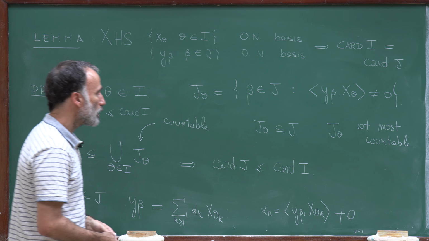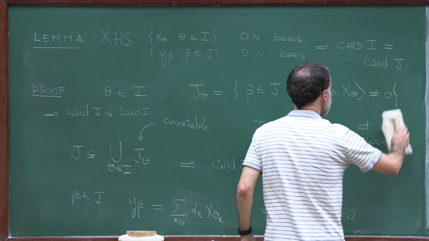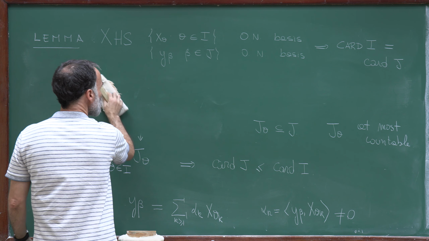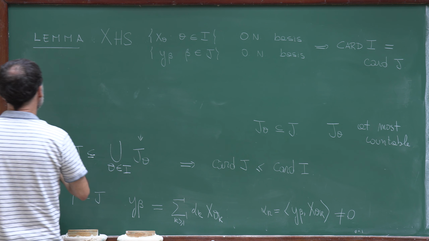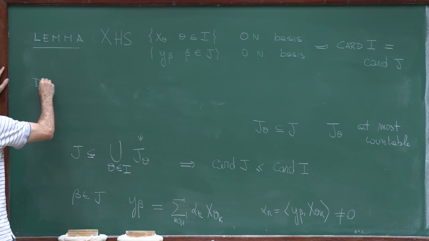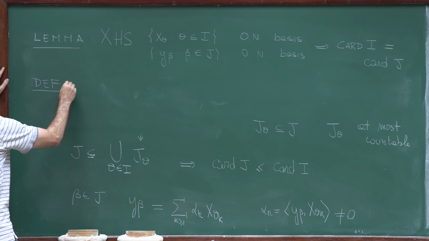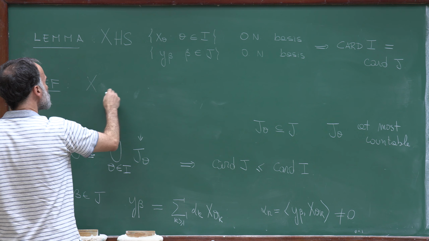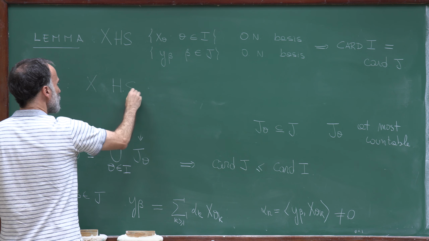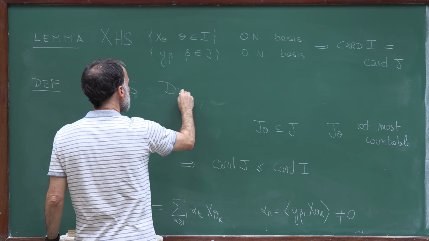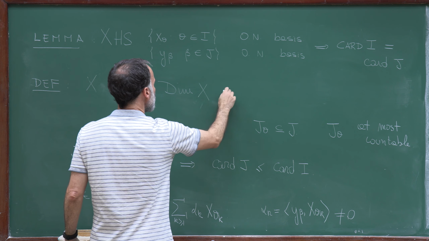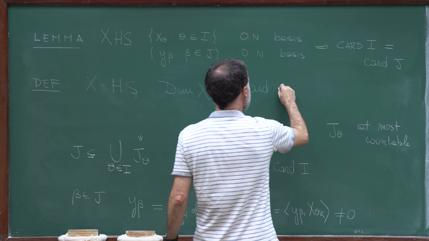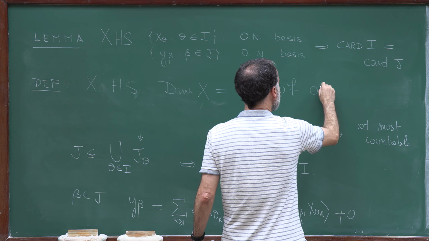It follows from this result that we can define the dimension of a Hilbert space. This lemma entitles us to introduce this definition. If I have a Hilbert space X, I'll say that the dimension of X is equal to the cardinality of an orthonormal basis.